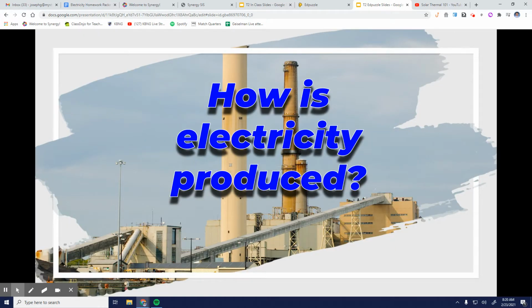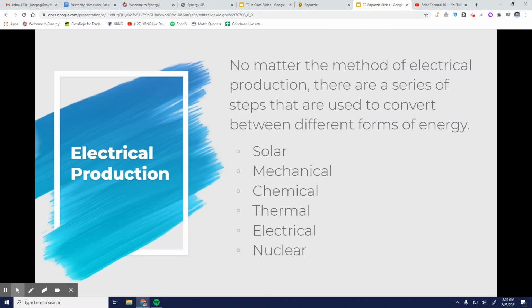So, how is electricity produced? That's what the topic of this Ed puzzle is going to be today. When we look at electricity, no matter the method of electrical production, there's a series of steps used to convert between different forms of energy. That can be as simple as solar, mechanical, chemical, thermal, electrical, or nuclear, or it can be steps between each. We can go from chemical energy to mechanical energy, or chemical to thermal to mechanical to electrical. There are ways that we can convert different types of energy. You and I do it every single day.